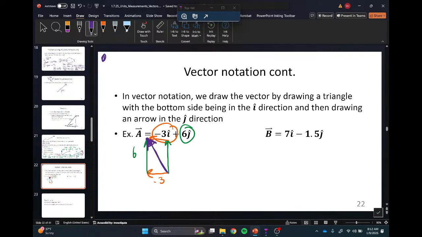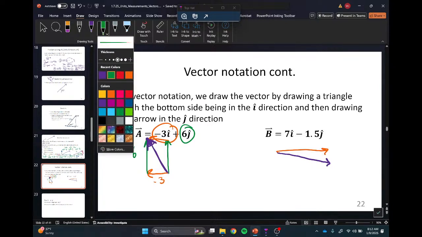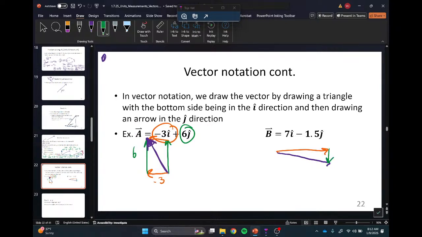And to that end, the other one is going to be 7 to the right and then 1.5 down. So we should have an arrow that's really to the right and just barely down. And that's our result. Same thing. You draw an arrow 7 to the right, and then you draw an arrow that's 1.5 down, and the purple arrow is the one you care about. The purple arrow is B in this case, whereas in the other case, the purple arrow is A.